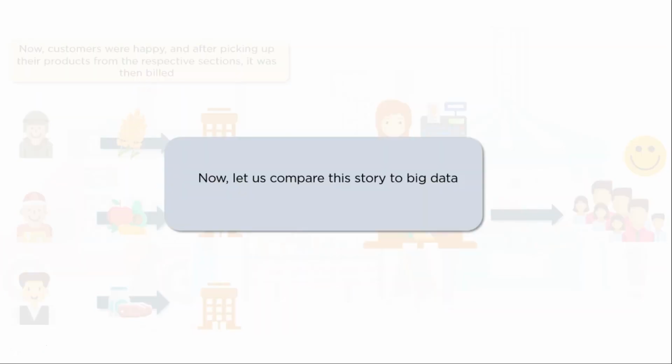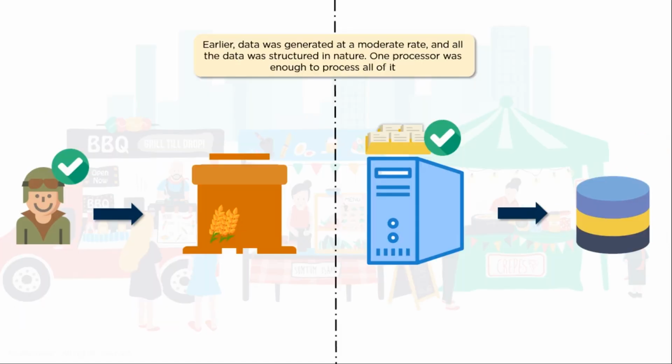Now if we compare this simple story of Tim to what we call big data, let's talk in technical terms. We know that data has been critical and important for organizations. However, in the past, data was generated at a moderate rate and all the data was structured in nature. So when I say structured, data can have different types. Data can be structured, semi-structured, and unstructured.